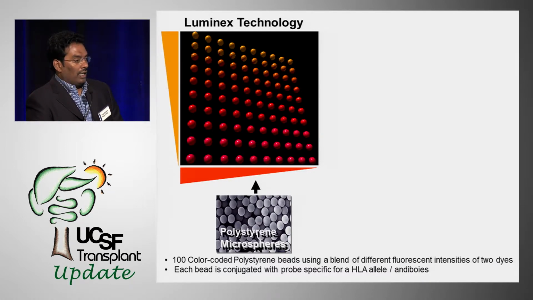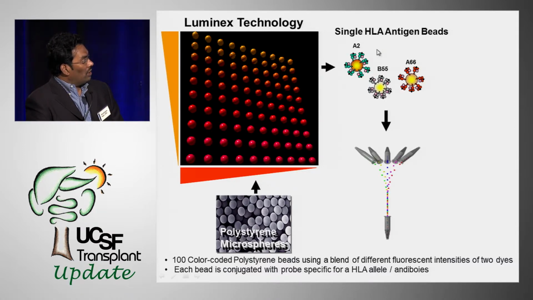Basically, they color them using two different fluorescents, yellow and red, in different proportions, so that individual beads, these 100 beads, can have unique colors. So the flow cytometry can distinguish those beads. Then you take the beads and conjugate each with a unique HLA protein, so each bead has specific HLA molecules. Then we pool all these 100 beads, which have 100 different HLA molecules, into a single tube. This is what we buy from the commercial products.